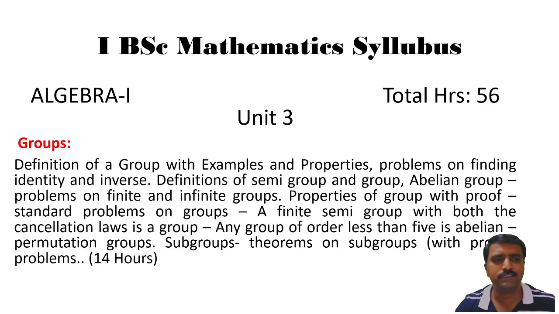Semi-group concepts are also discussed here, and abelian groups. An abelian group is a group with one extra property. We also discuss finite and infinite groups, properties of groups with standard problems on groups, and properties like a finite semi-group with both cancellation laws is a group. Subgroup concepts and permutation groups are also discussed in this third unit.